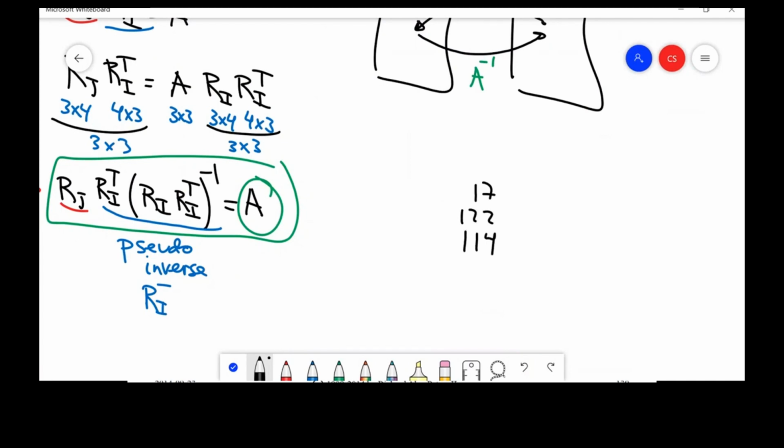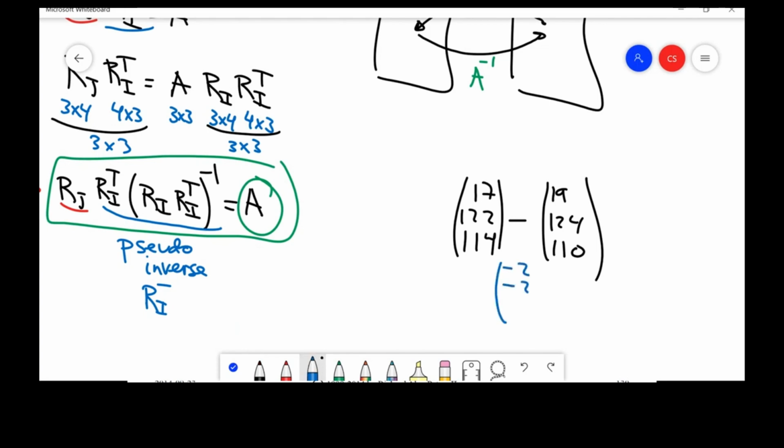This is what I want. But my transformation, this is a vector. My transformation will be such that it makes, I don't know, 19, 124, 110. And the difference vector between the two, this minus this, is minus 2, minus 2.